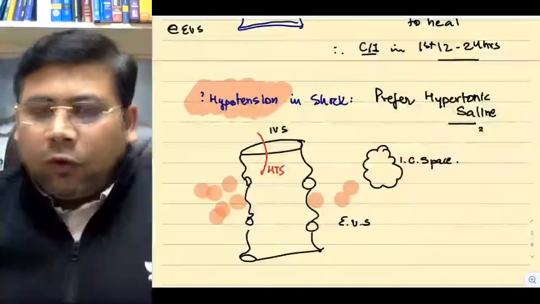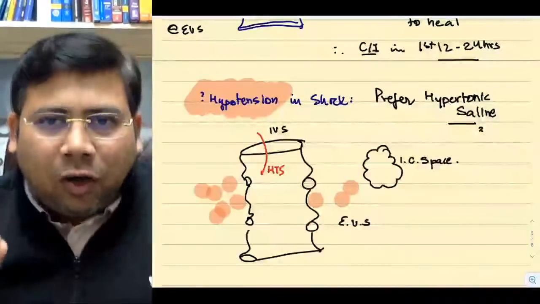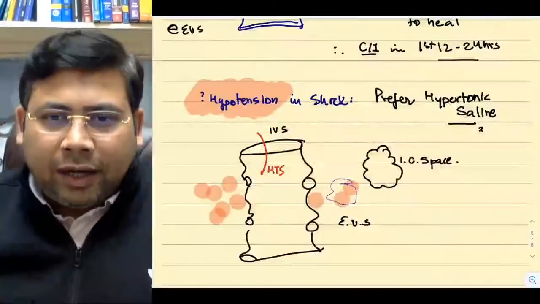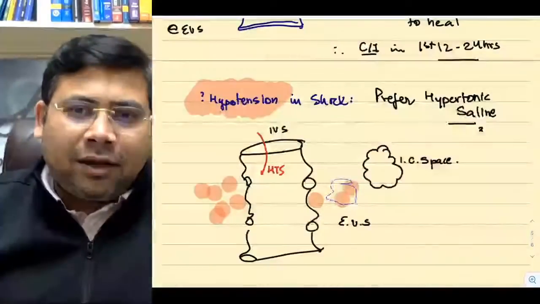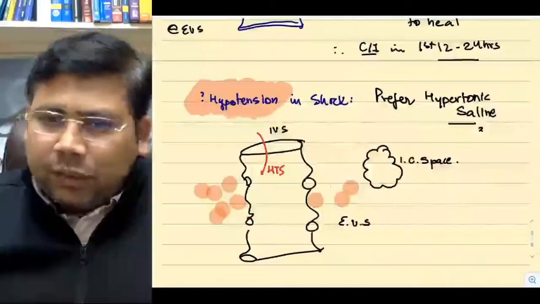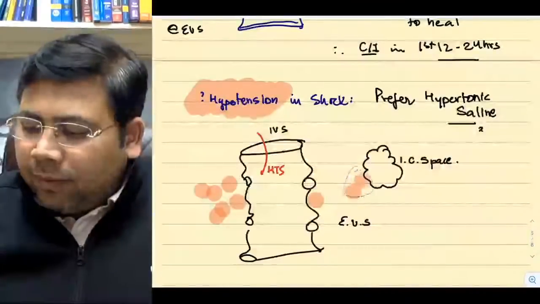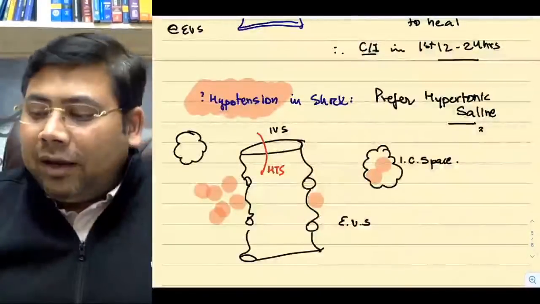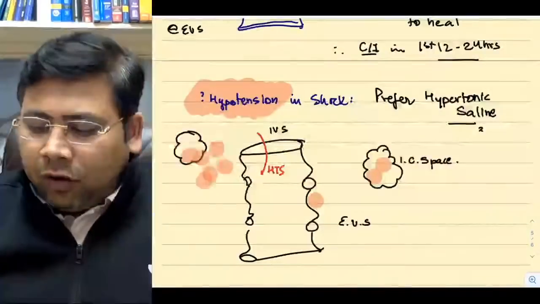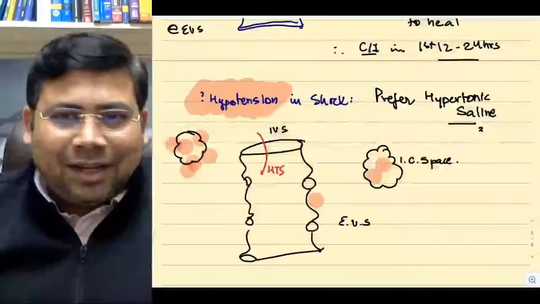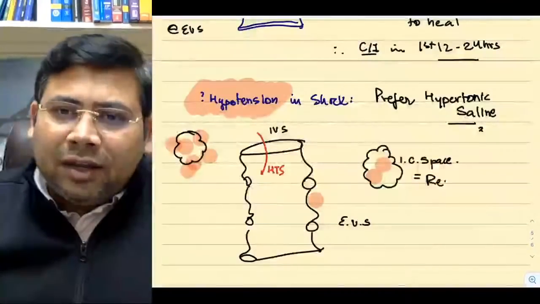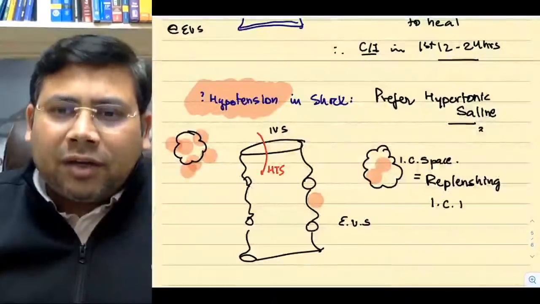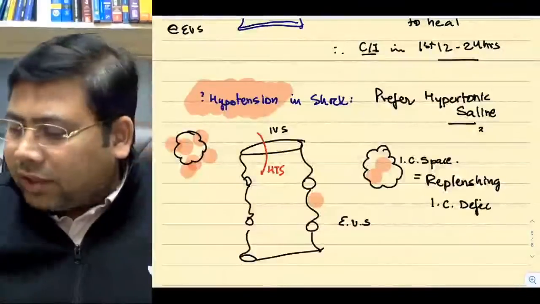Which is known as intracellular space. Do you know colloids are synthetic molecules? They are not the product of the body. So what happens? Extra fluid or extra normal saline, which moves out into the extravascular space, will be quickly absorbed by the intracellular space. And thus, it is doing dual action. What is the action? First of all, by going inside the cell, it is replenishing the intracellular deficit.